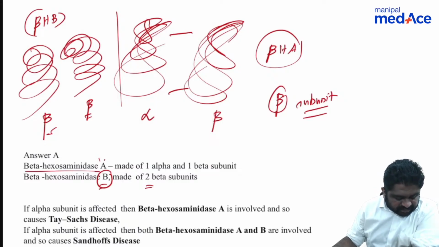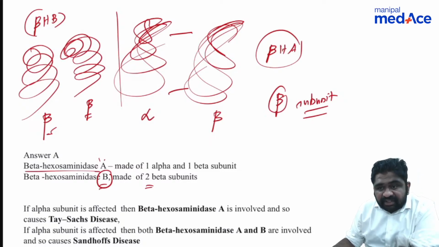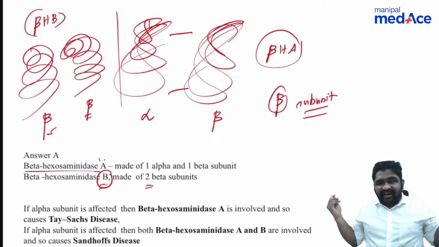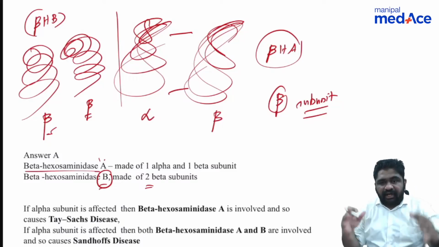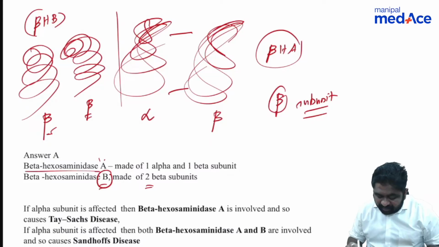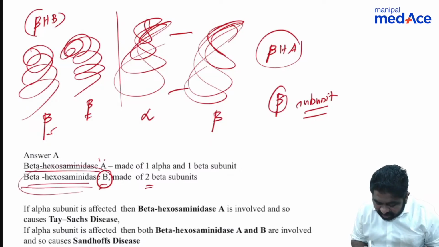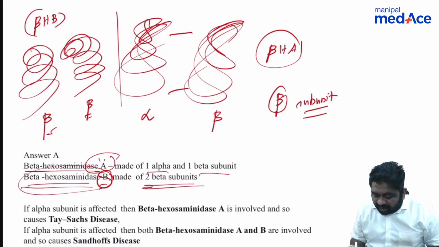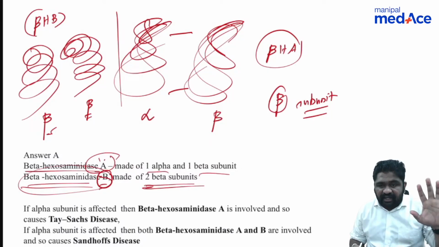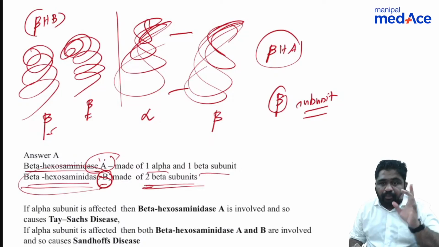Human Nature, Sarana Krishnan, Stardust, Krishna Priya, Abhishek, Narendran, all of you are correct. Very good. Now give me the answer. If the beta subunit is affected, is it hexosaminidase A or B? It affects both. So remember, whenever a patient is suffering from beta hexosaminidase B, it is a defect of two beta subunits. If it is A, it can be alpha and beta. If alpha is affected, only A is affected. If beta is affected, it can affect both A and B.